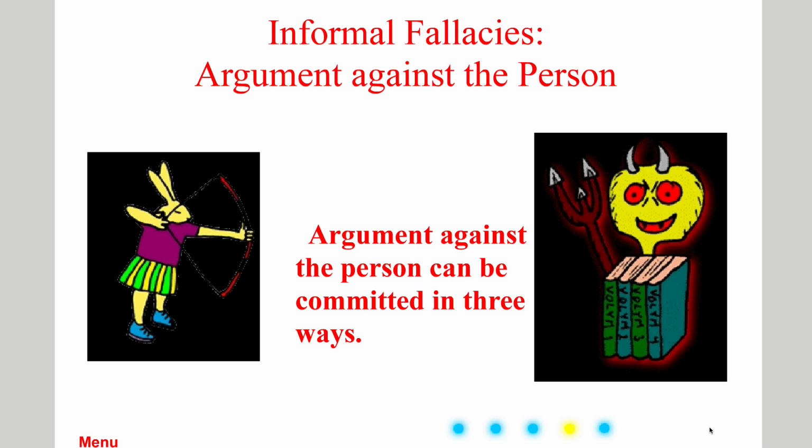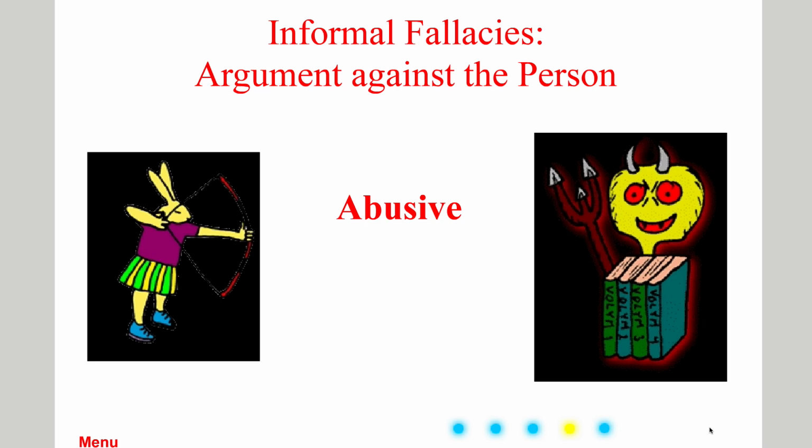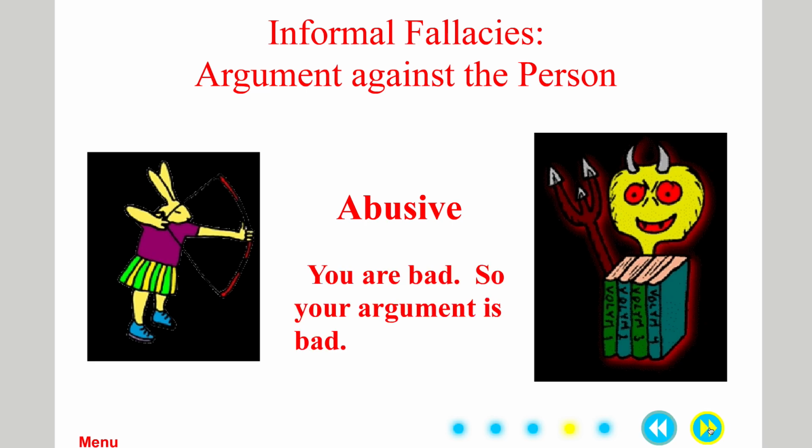So an argument against a person can be committed in three ways. It can be abusive. Again, Twitter. You are bad, so your argument is bad. But here's the strange thing about logic and what logic teaches us. Even the worst people, as long as they're following logic, as long as they're giving us true premises, can provide good arguments.